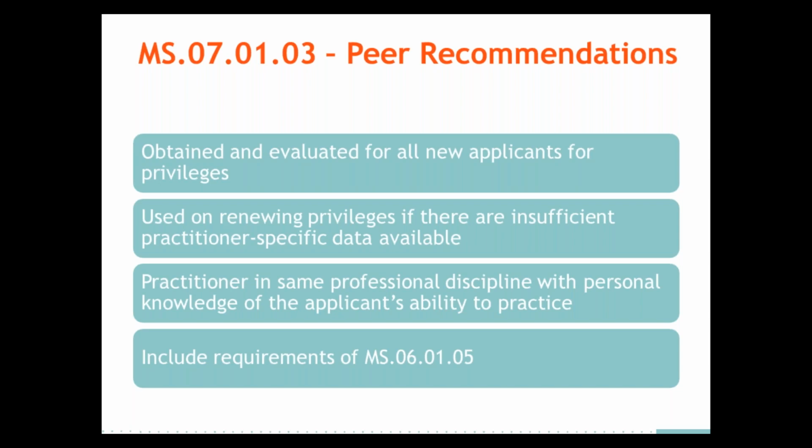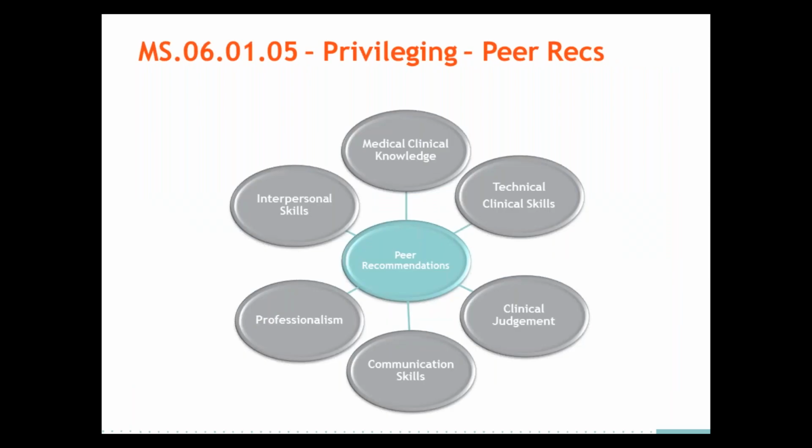But there are also some requirements that have to be a part of a peer recommendation, and some of these are part of the ACGME core competencies, and some are not. So the medical and clinical knowledge has to be evaluated, their technical and clinical skills, their clinical judgment, their communication skills, professionalism, and interpersonal skills. All of these are areas that have to be evaluated by peers when those peer recommendations are made. So if your peer recommendation form doesn't include each of these areas, then you probably need to revise it and add this to it.